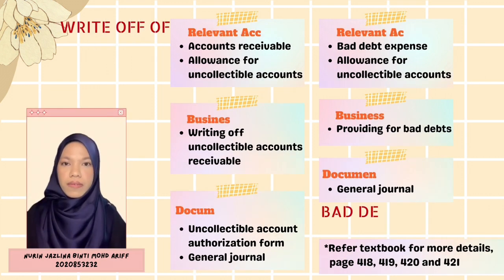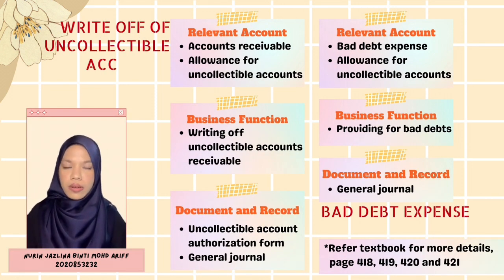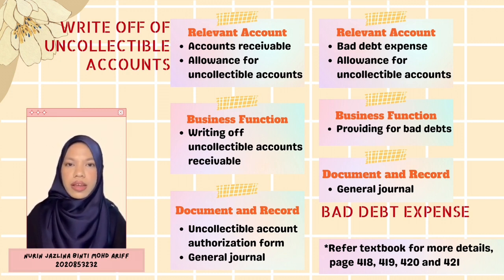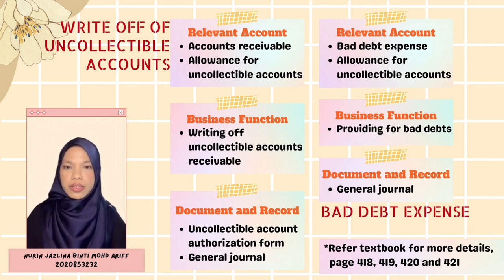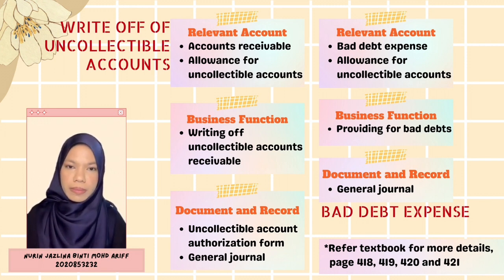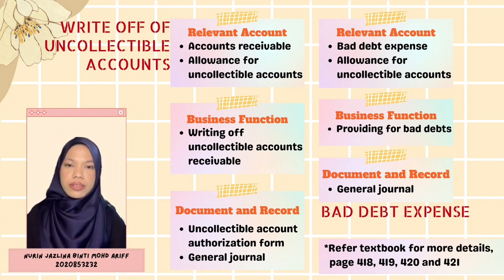Next, write-off of uncollectible accounts. The accounts involved are accounts receivable and allowance for uncollectible accounts. It is to write off uncollectible accounts receivable and it involves the uncollectible account authorization form and general documents. The last transaction is bad debt expense. Its relevant accounts are bad debt expense and allowance for uncollectible accounts. The business function is providing for bad debts. There is only 1 document involved under this transaction, which is general journal.